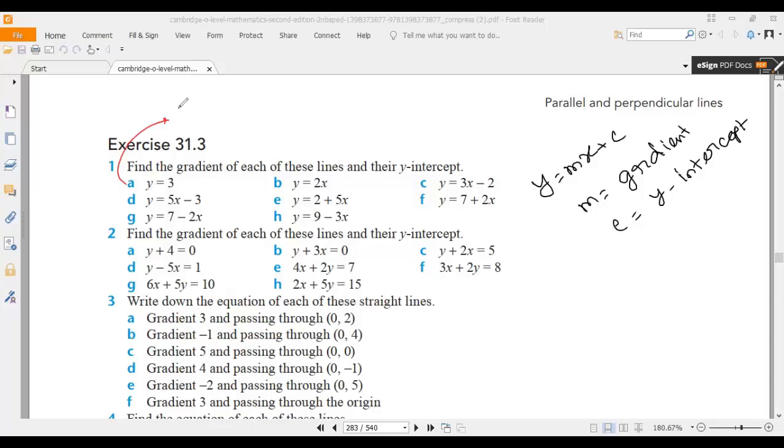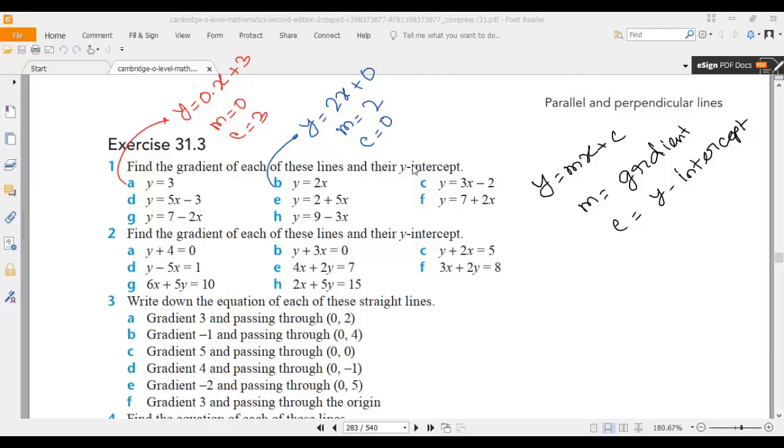So 1 and A, if I want to just convert y equal to 3 in this way, then we can write y equal to 0 into x plus 3. Then the gradient m will be 0 and y-intercept c will be 3. Very simple. For number B, y equal to 2x can be written as y equal to 2x plus 0, where m should be 2, that means the gradient will be 2, and c, that means y-intercept will be 0.